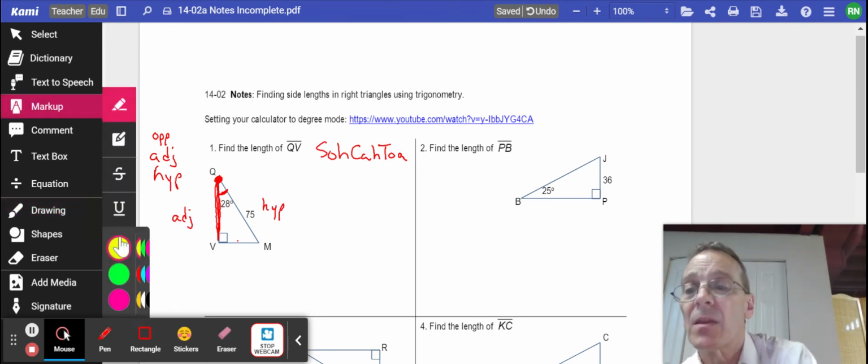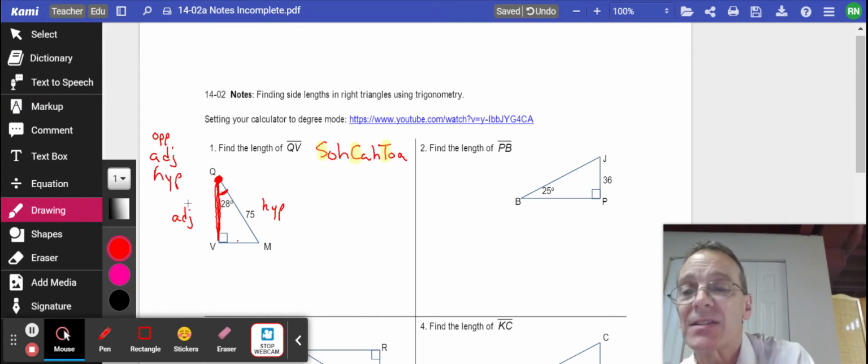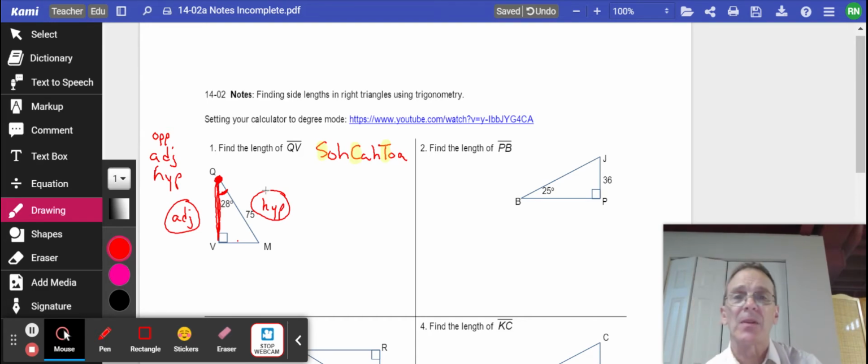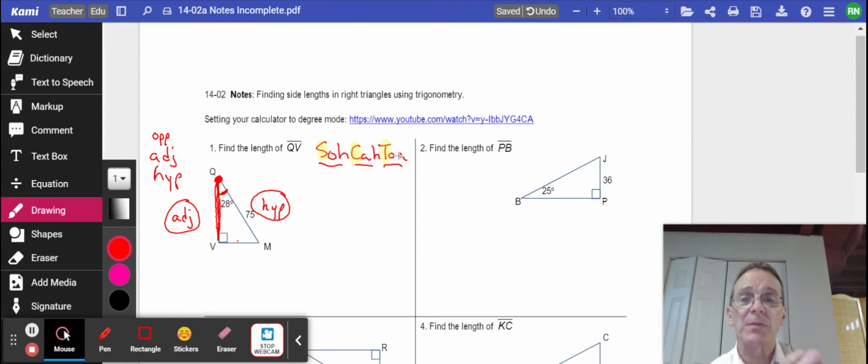Is it the sine, or is it the cosine, or is it the tangent that connects adjacent sides and hypotenuses? Which of those three trig functions? Is it the sine, the cosine, or the tangent? Which one of those three connects an adjacent and a hypotenuse? Well, it's this one right here, right? The cosine, the CAH, okay, connects cosine of an angle with the adjacent side and the hypotenuse.